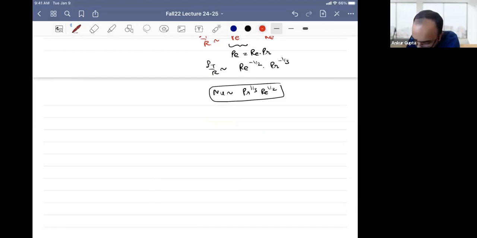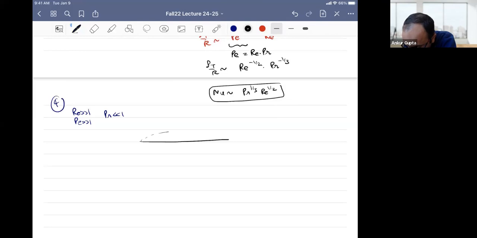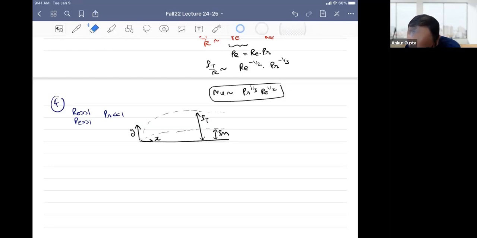So finally, we have Reynolds number greater than 1, Peclet number greater than 1, but Prandtl number less than 1. That means I will have the opposite now: the momentum boundary layer like this, and this is delta T. This is a very uncommon scenario, but let's discuss this hypothetically because it's instructive.